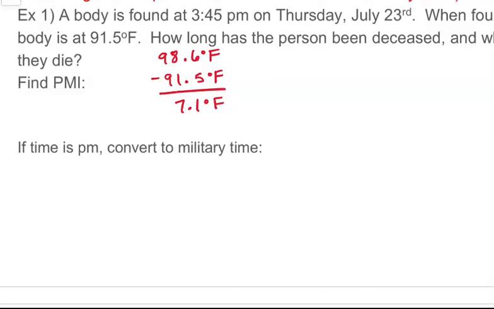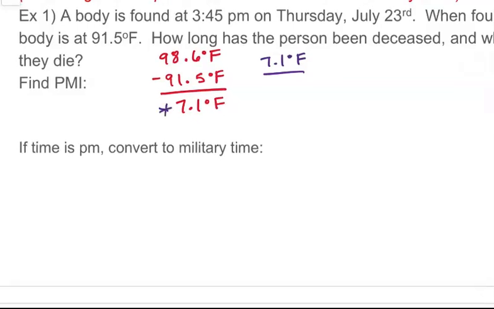But since we're above 81.8 degrees Fahrenheit, we only have to worry about the first rate of cooling, which is 1.4 degrees Fahrenheit per hour. So what I'm going to do is take 7.1 degrees Fahrenheit, which is my change from down here, and I'm going to divide it by my initial rate of cooling, which is 1.4 degrees Fahrenheit per hour. And that's going to give me about 5.1 hours that have passed. Okay, and so that's part of the problem.